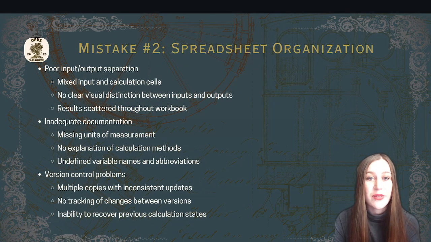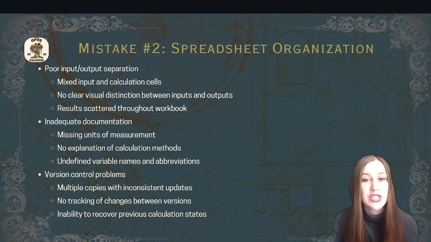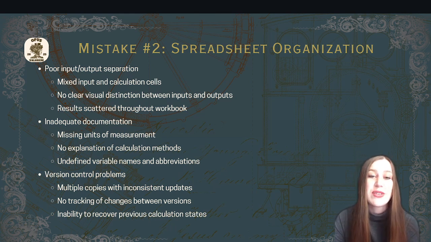The second mistake often seen is in spreadsheet organization. You could have poor input and output separation, like having them mixed throughout the sheet, with no clear visual distinction between inputs and outputs, and having results scattered throughout the workbook. You might have inadequate documentation, where you might not state units of measurement. You might not have explanation of your calculation methods, and you have variable names and abbreviations that are undefined.